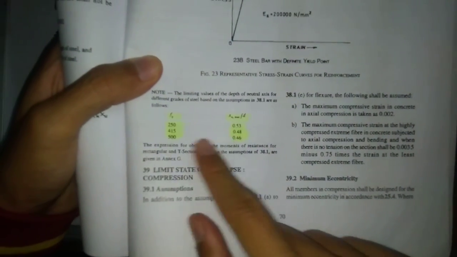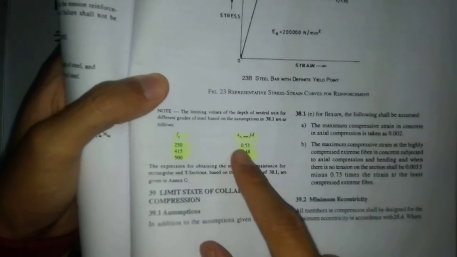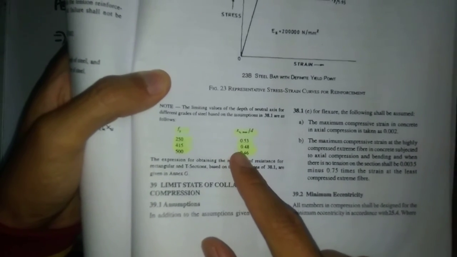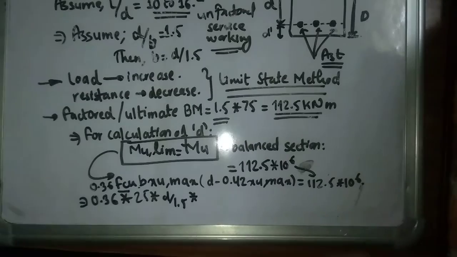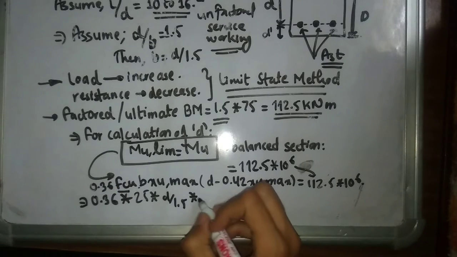So if you turn to page number 70 of the same code, what we can see is the value of Xu by D is given over here. So for our Fy of 415, we have the value of Xu max by D as 0.48. So you need to turn on to page 70 of your code. So we have the value of Xu max equals to 0.48D.